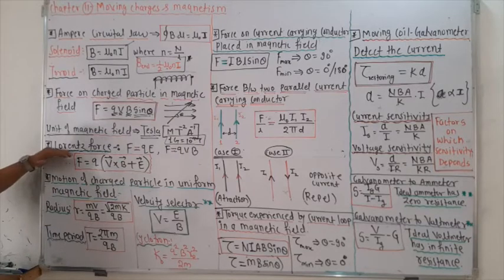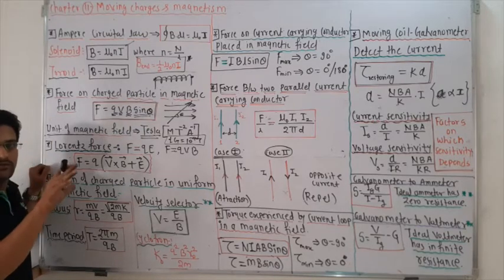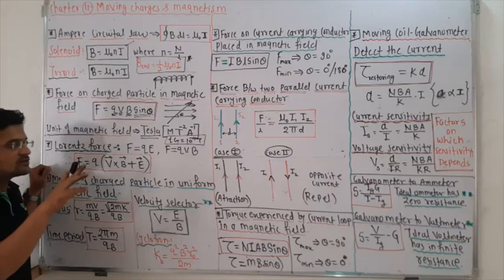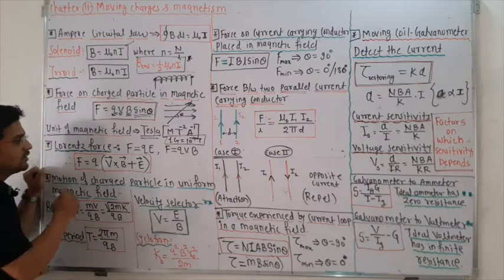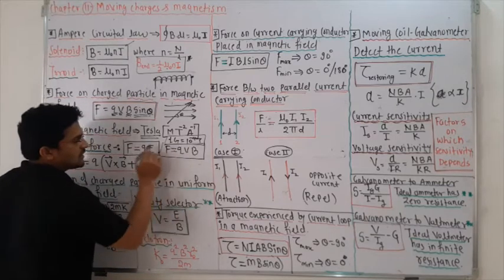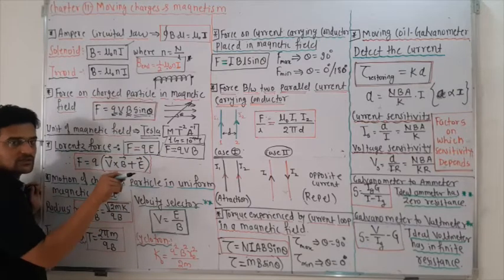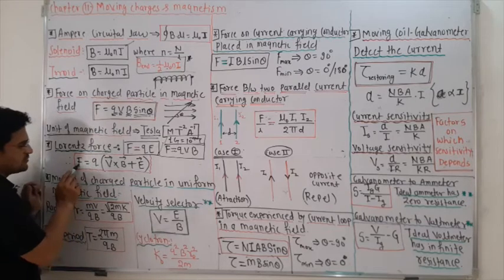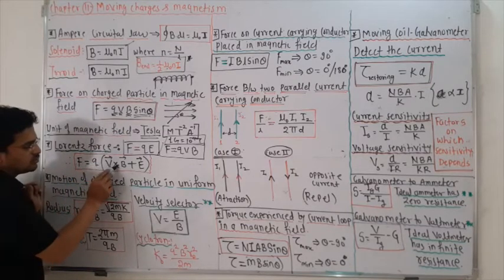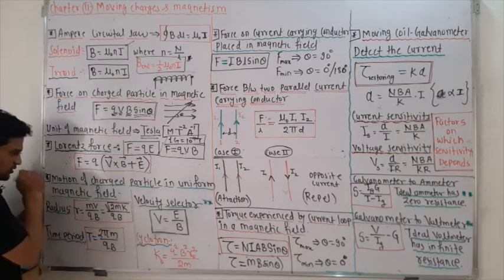Next is the Lorentz force. Whenever a charged particle, maybe an electron or proton, is moving in a region where both a magnetic field as well as an electric field are present, then due to the electric field this much force is applied, and due to the magnetic field this much force is applied. The Lorentz force is the total force applied on the charged particle when it is moving in the electric field as well as the magnetic field, and is given by F equals q times (E plus v cross B). You just have to add these two equations. So this is the Lorentz force.